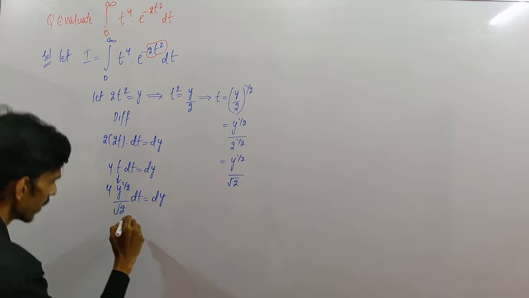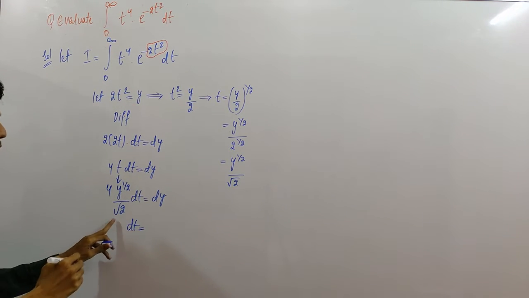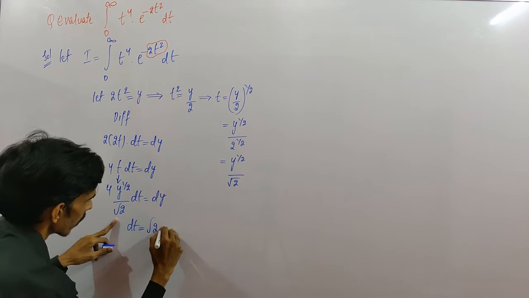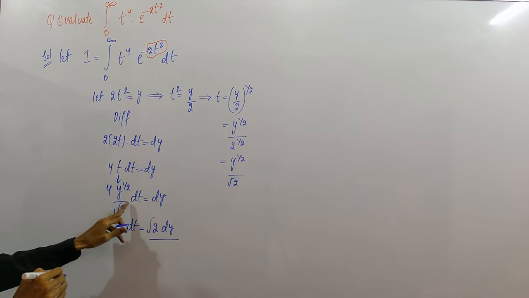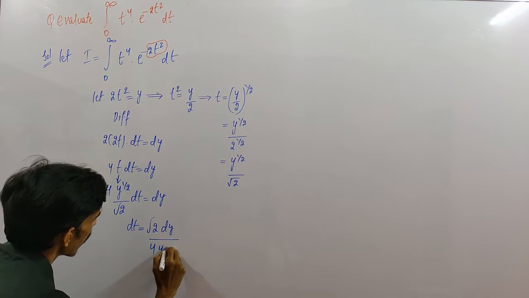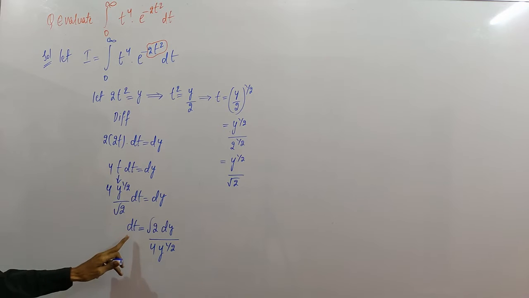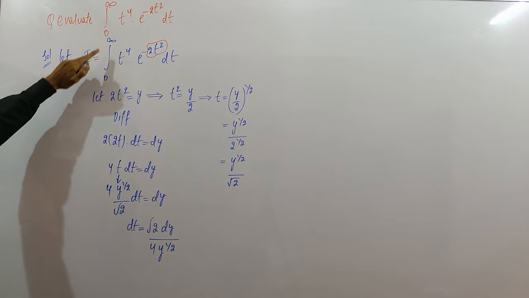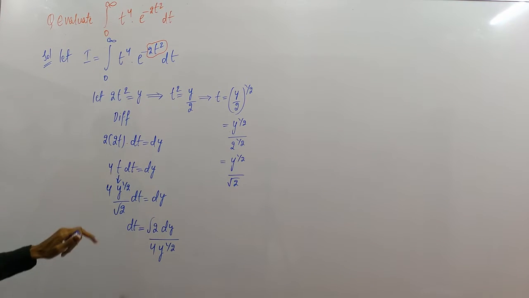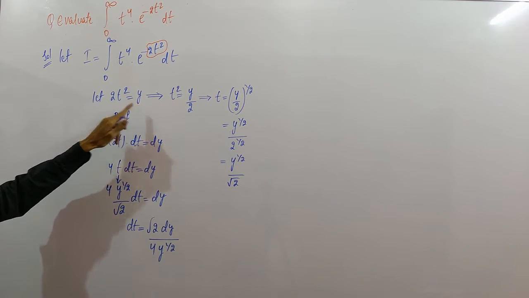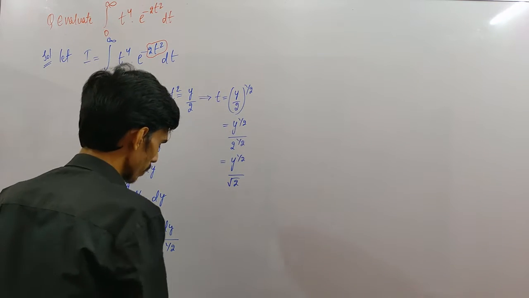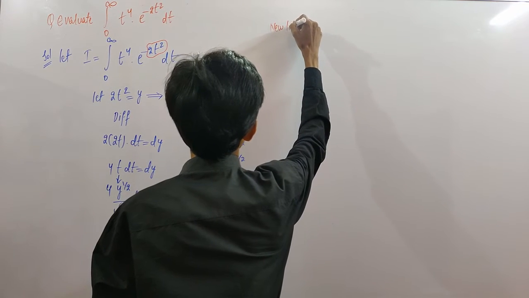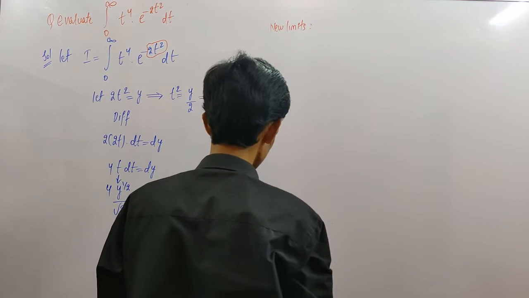We want the value of dt. So dt is equal to, cross multiply this root 2, we have root 2 dy divided by 4 y power of 1 by 2. This is the value of dt. Now here we have limits 0 to infinity for t. Now we want new limits for y. Let us calculate the new limits.